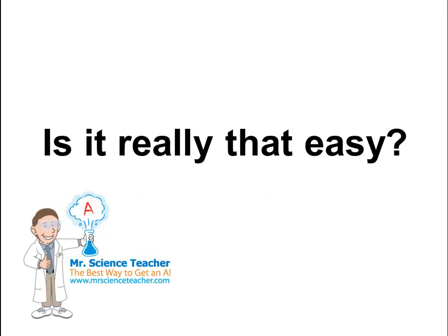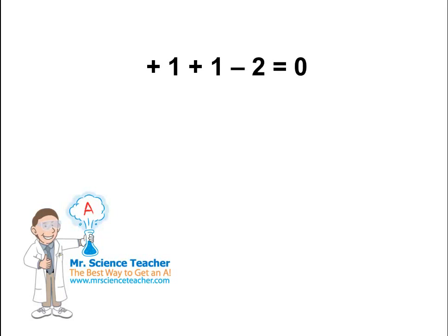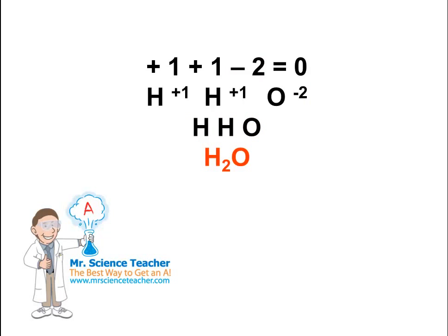Is it really that easy? Yes. What about water? Have you ever wondered why the formula for water is H2O instead of HO2? Well, let's see. +1, +1, -2. Hydrogen is a +1. Oxide is a -2. 2 hydrogens, 1 oxygen, H2O. Water.